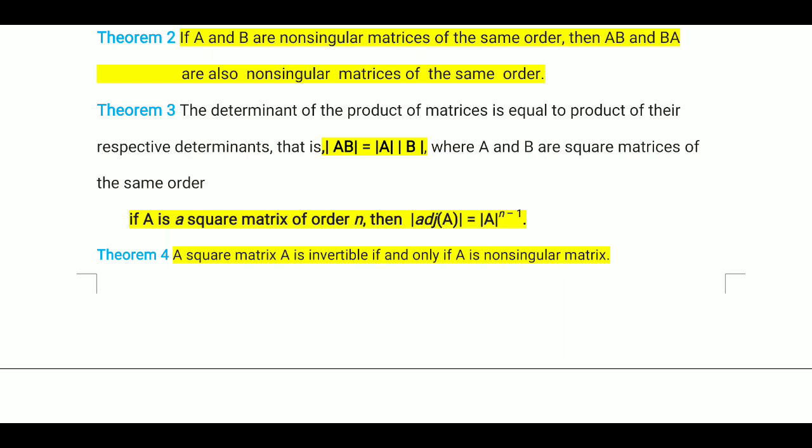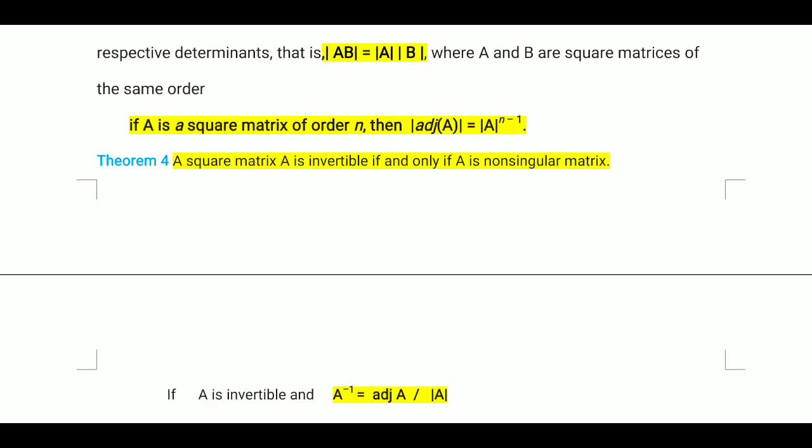Meaning if we multiply both sides by determinant A, then the left hand side will be obtained as determinant A into adjoint A, and the right hand side will become determinant A power n. So keep in mind, if A is a square matrix of order n, then determinant adjoint A is equal to determinant A power n minus 1, where n is the order.